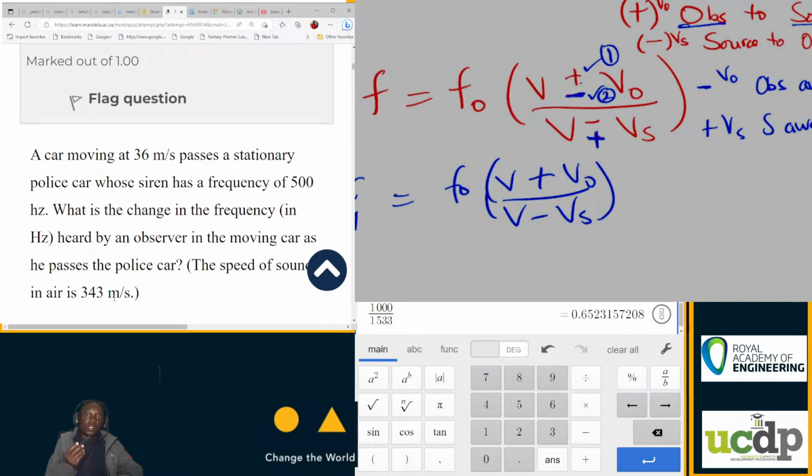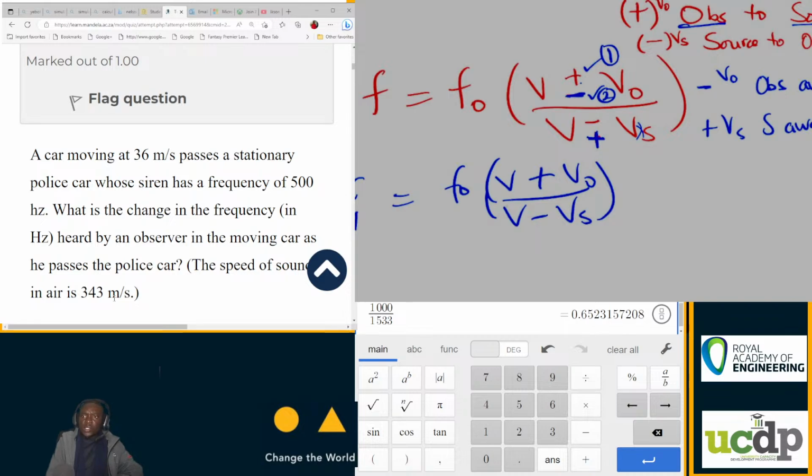But if the source is approaching the observer, then it is moving in a negative displacement, because the observer is the reference point. So the source is coming in the negative direction, because the observer will be in the positive direction as it is going towards that source. So the effect of having a negative there means the denominator becomes smaller and it has an effect of also increasing the frequency, right? So that's one way to also remember this particular equation.